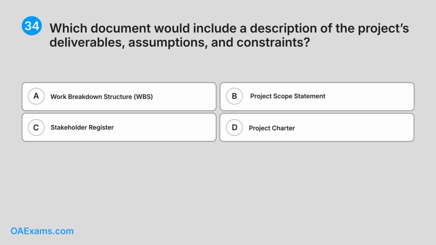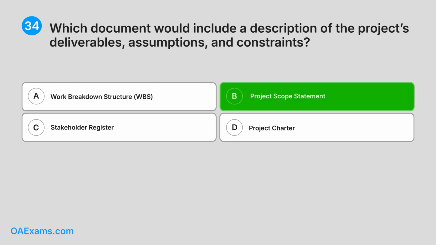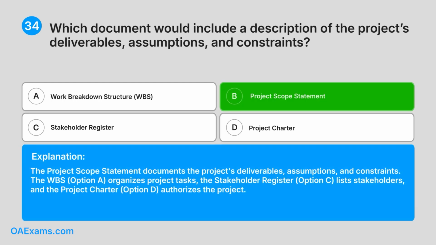Correct. Answer B. Project scope statement. Explanation: the project scope statement documents the project's deliverables, assumptions, and constraints. The WBS, option A, organizes project tasks. The stakeholder register, option C, lists stakeholders, and the project charter, option D, authorizes the project.